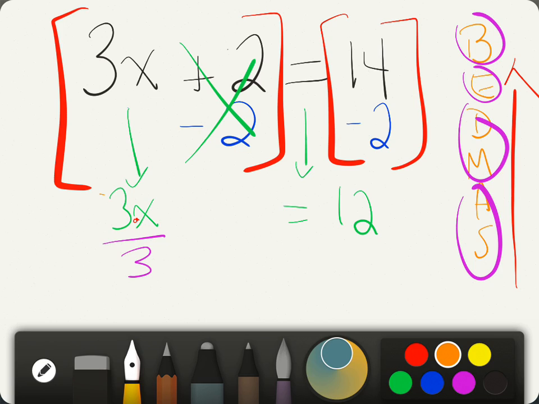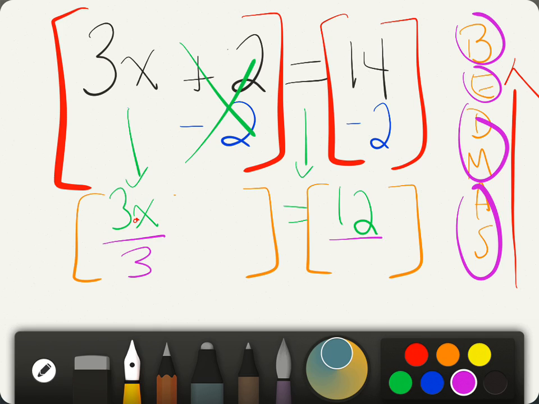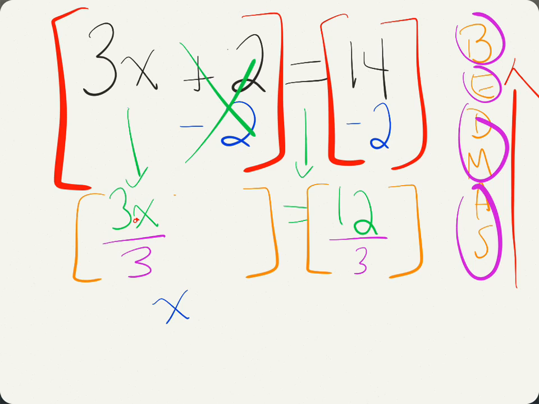Whatever we do to the left side, we do to the right side. So I'm going to divide by 3 on the right side. This gives us x, because the 3's become a 1, and 1x is the same thing as x. We bring down our equals, and 12 divided by 3 is 4. So x equals 4.